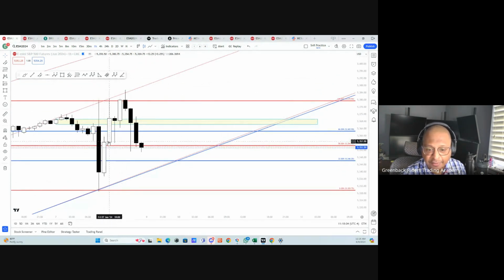Right now, if you see, we went above, we went up there. This is the first candle that broke it. We did not get a follow through. This is the second candle that tried to break it. We still did not get a follow through. So I am saying that this gap is still open.